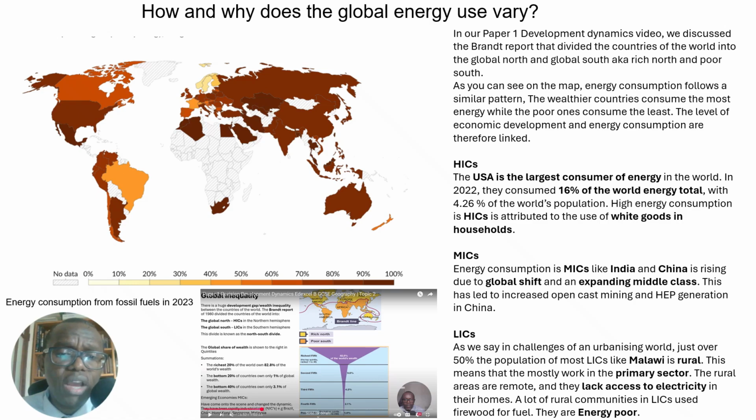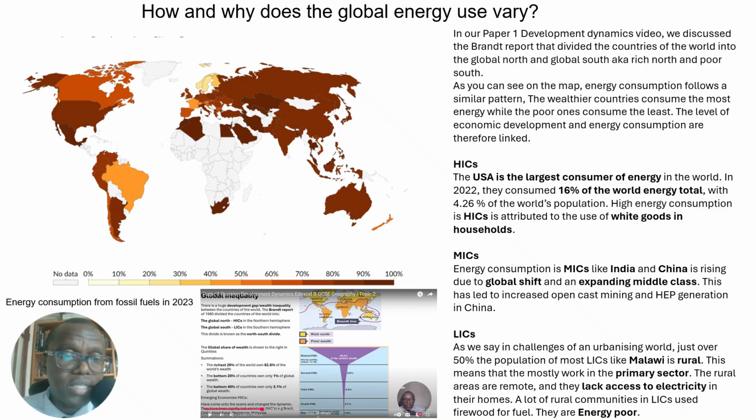Now, as you can see on this other map here, energy consumption follows a similar pattern. You can actually see that the countries that consume the most energy are in the global north. The key shows us that the darker colors of brown are where most of the energy is being used, and we can see that is mostly in the global north, and then the global south does not have as much energy consumption as these other countries.